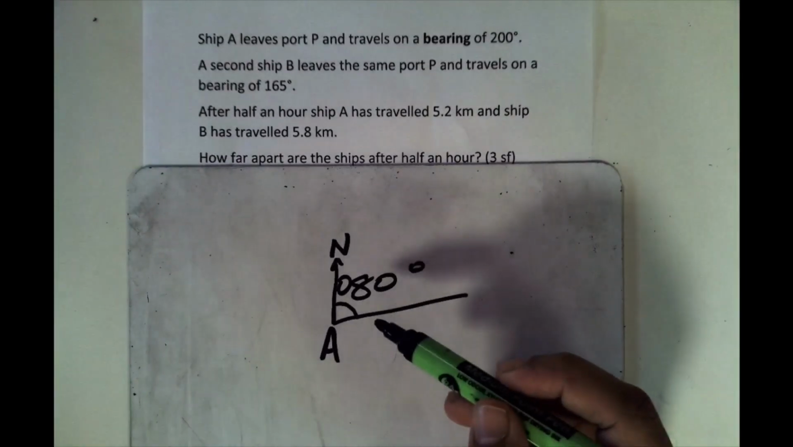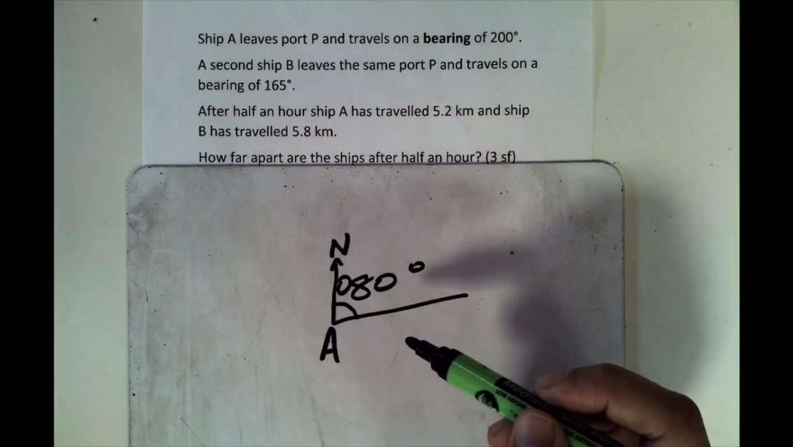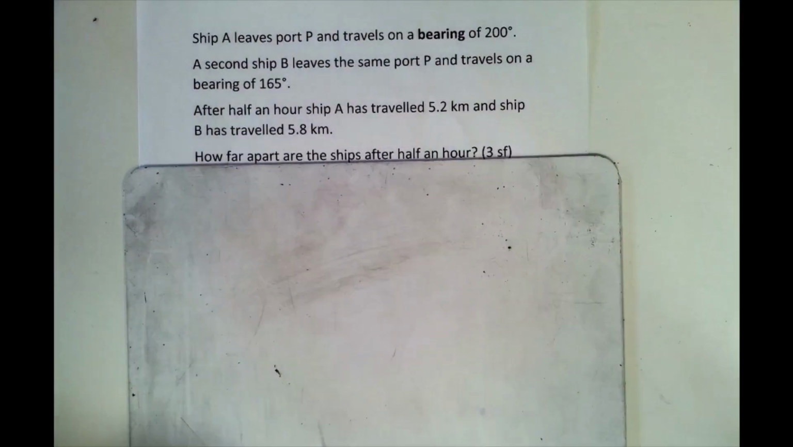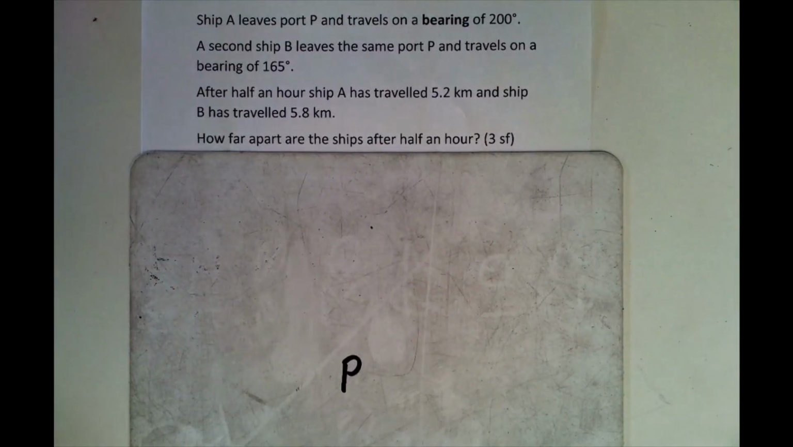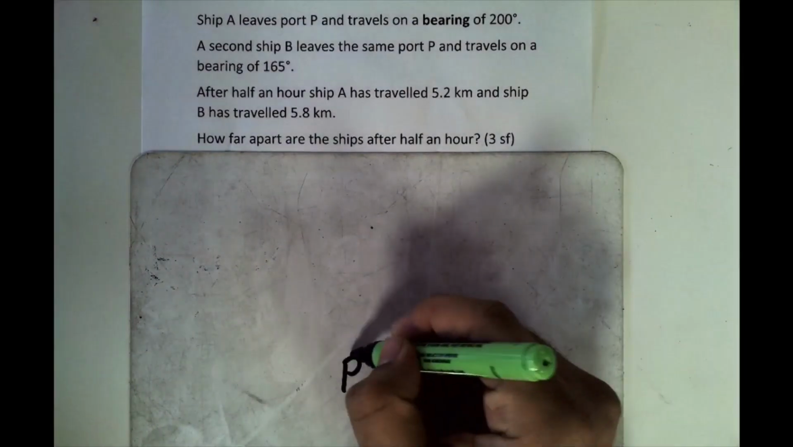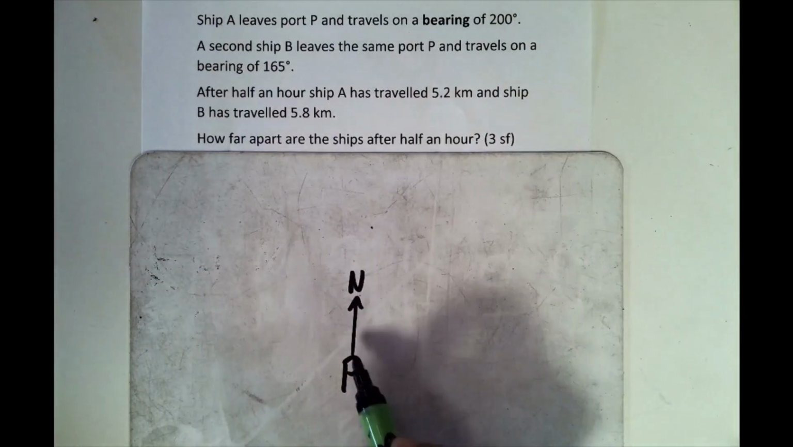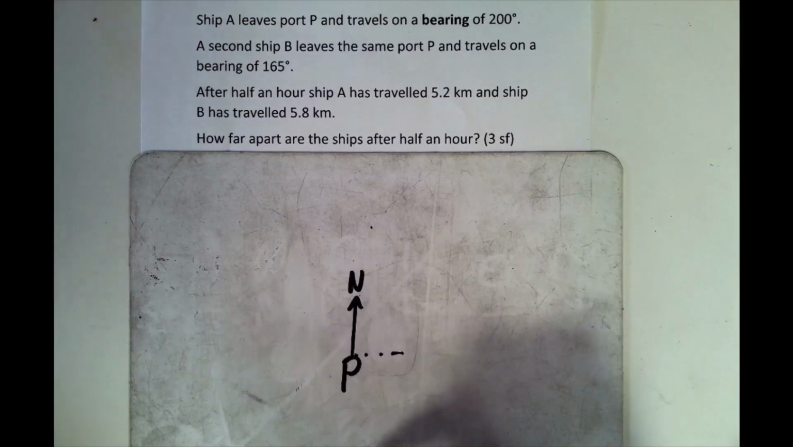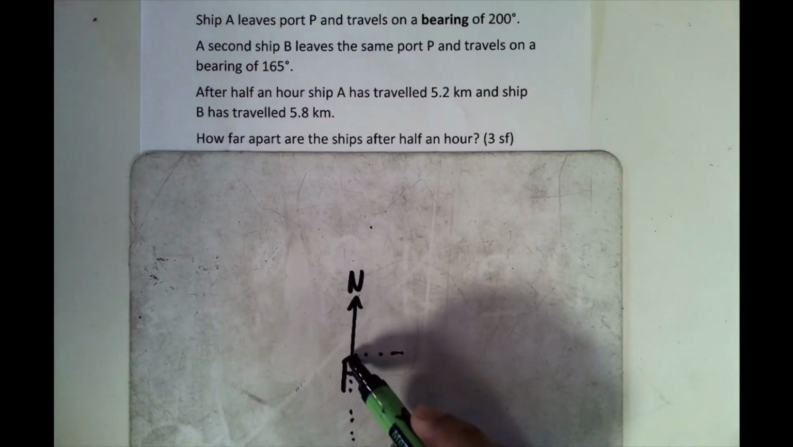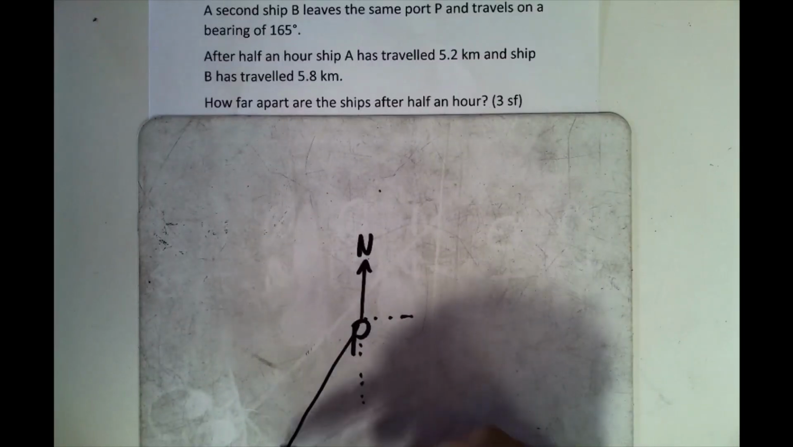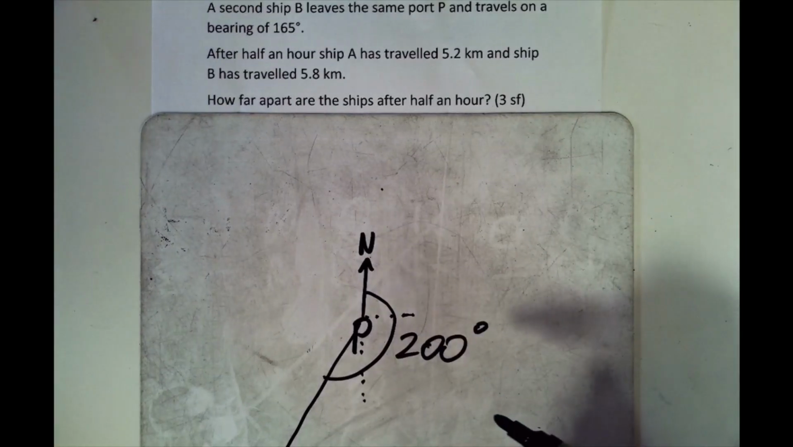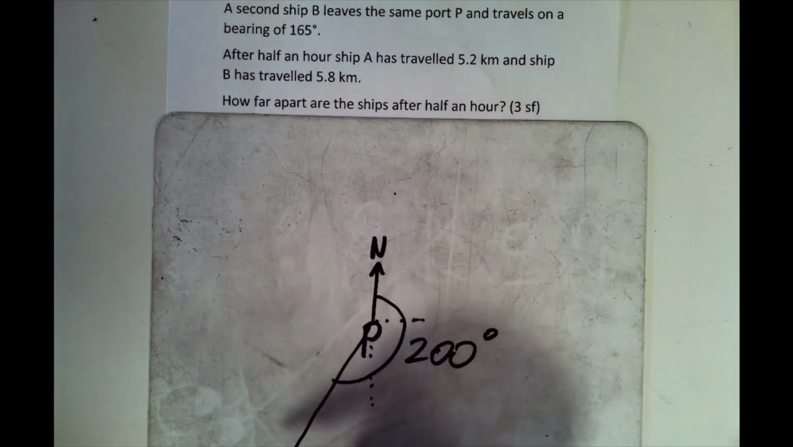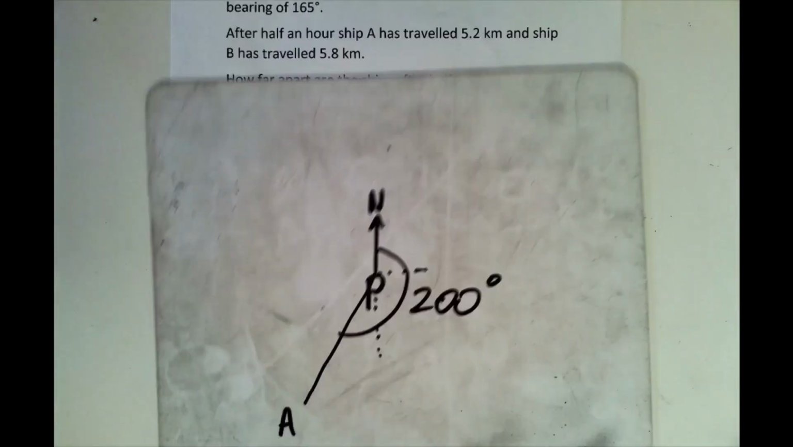So, turn to a bearing of 80 degrees. Now, applying what this question says, it says a ship leaves port P, so I'm just going to start port P in the middle of my diagram here, and it travels on a bearing of 200 degrees. So from the north line, there's north, 200 degrees, well, this would be 90, down here would be 180, so 200 is somewhere in this direction, so I'm going to draw a line over here. Okay, and I'm just going to draw an angle there and say 200. That's 200 degrees. And that's where this ship A has travelled. I'm just going to write an A here. That's where A has ended up.